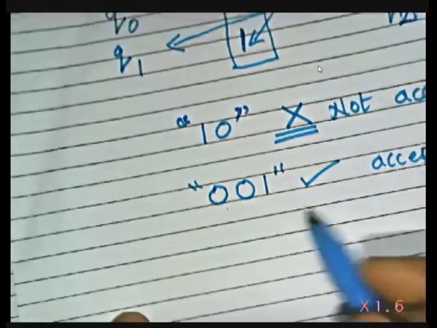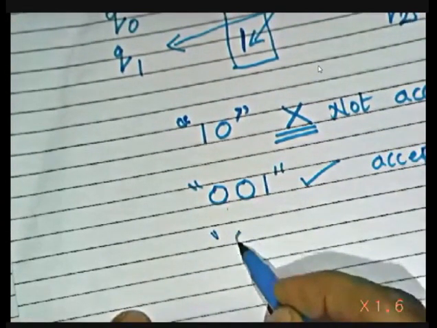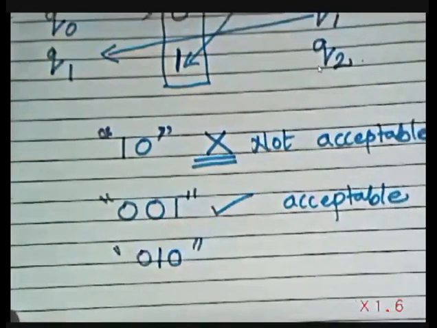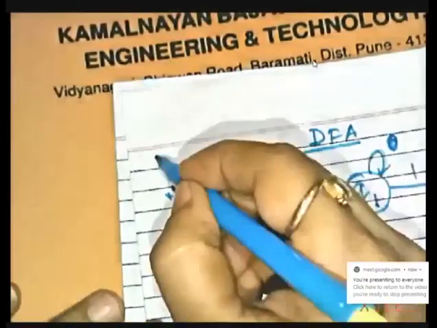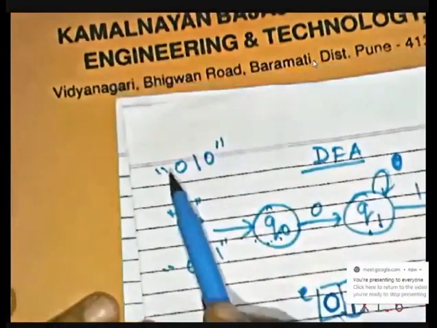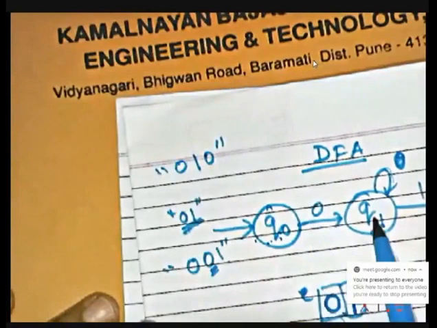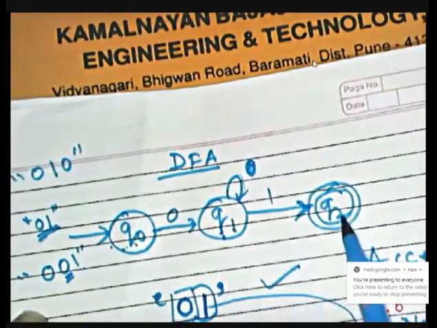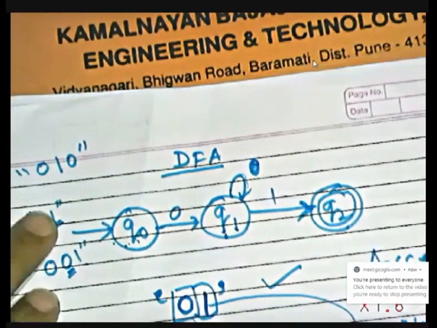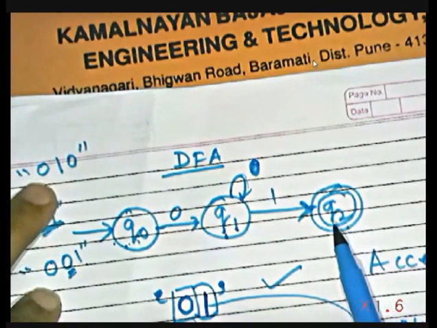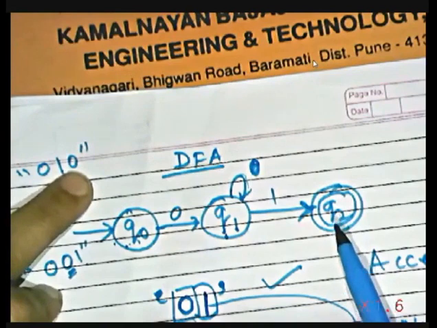Now my next question is whether 0, 1, 0 is acceptable. When I give the input 0, 1, 0, what will happen? With this first 0, I will move to Q1. With this 1, I will move to Q2. Now I have not read the total string. I have reached the final state, but it is also necessary that the complete input string must be read.